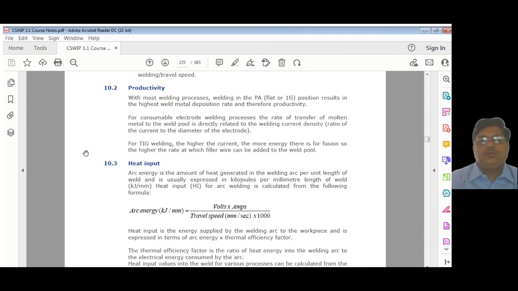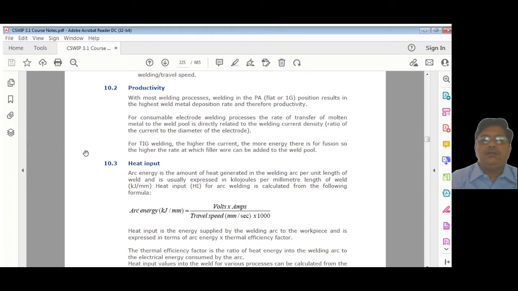Productivity with most welding processes is highest when welding in the flat 1G, 2G position, resulting in the highest weld material deposition rate and therefore productivity. In a consumable electrode welding process, the rate of transfer of molten metal to the weld pool is directly related to the welding current density, so the ratio of the current to the diameter of the electrode.